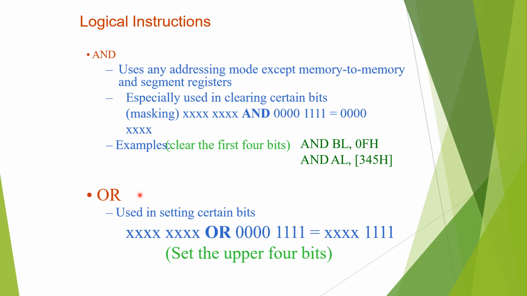Then moving on to the OR instruction. The OR instruction is used for setting certain bits. The OR operation is the logical addition. The operation is that whenever at least one of the inputs is high, the output is always high.